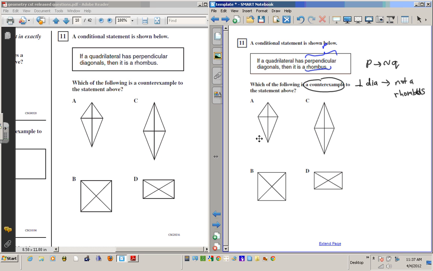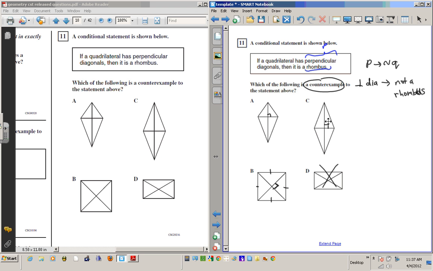So let's look at these shapes right here. Which ones do you think have perpendicular diagonals? This does, this does. This is a square, right? If I assume this is a square, it absolutely does. This is a rectangle. Nope. Which of these is not a rhombus? This one looks like all four sides are congruent, right? And parallel. So this is totally a rhombus.